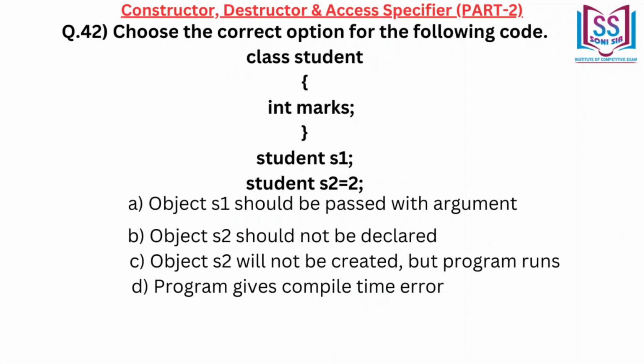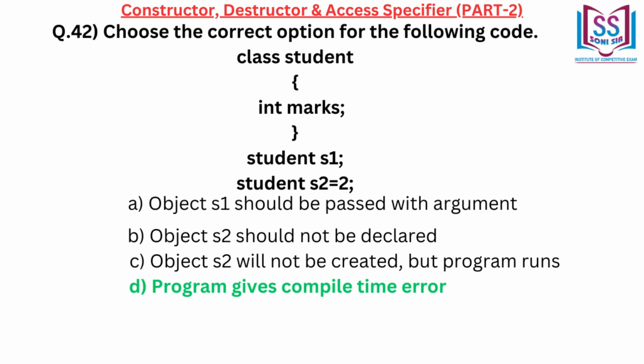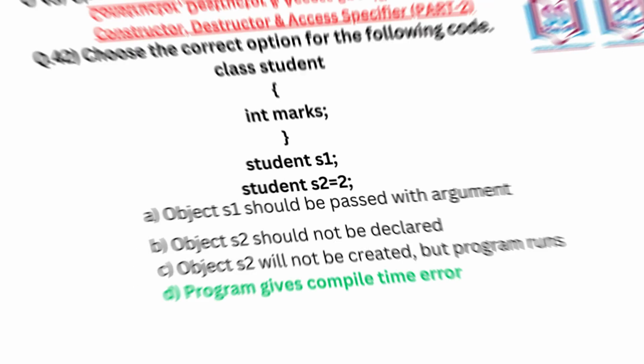Choose the correct option for the following code. A. Object S1 should be passed with argument. B. Object S2 should not be declared. C. Object S2 will not be created, but program runs. D. Program gives compile time error. Correct answer D. Program gives compile time error.